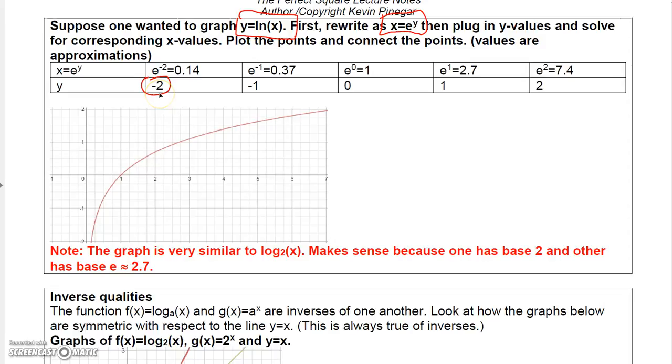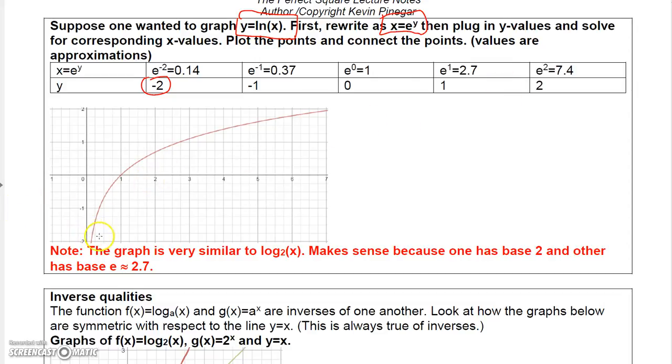So if y is -2, x would be e to the -2, which is about 0.14. If y is -1, x would be e to the -1, which is 0.37. If y is 0, x would be e to the 0, which is 1. If y is 1, x would be e to the 1, which is about 2.7. And if y is 2, x would be e squared, which is about 7.4.